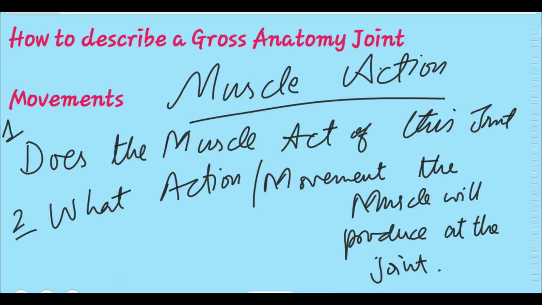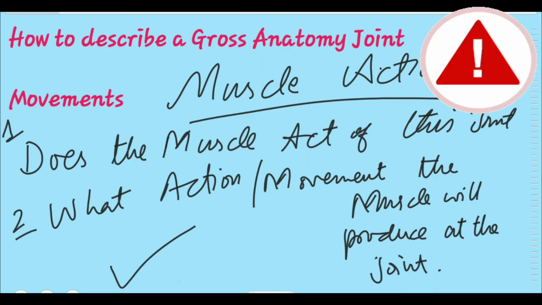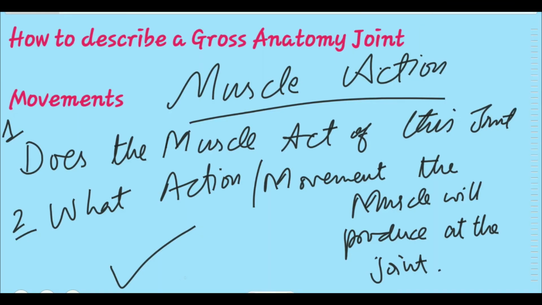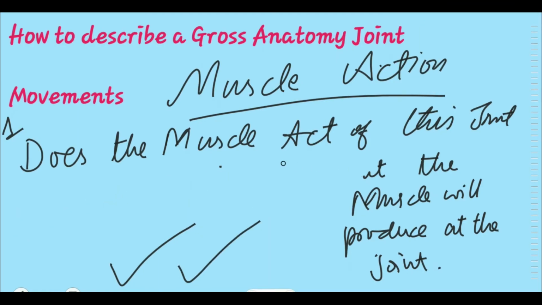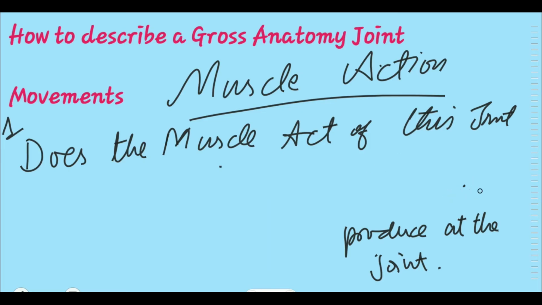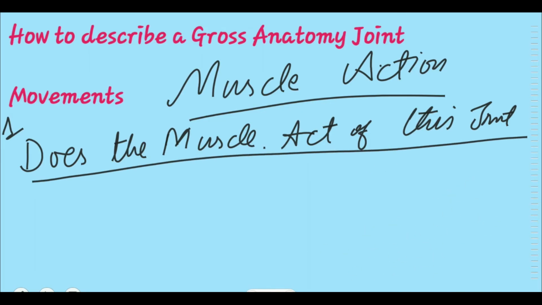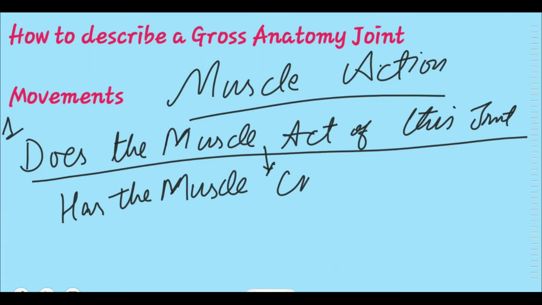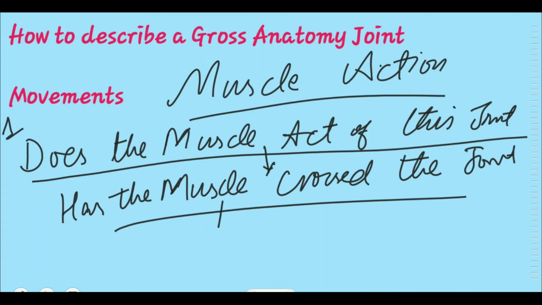Answers to these two questions will clear most of your concepts about muscle actions and will help you a lot throughout your medical years. Now I will answer one by one. First, question number 1. Does the muscle act on this joint? The answer to this question is another question. Has the muscle crossed that joint or not? If the muscle has crossed that joint, it will produce movement. If the muscle hasn't crossed the joint, it can never produce movement at the joint.